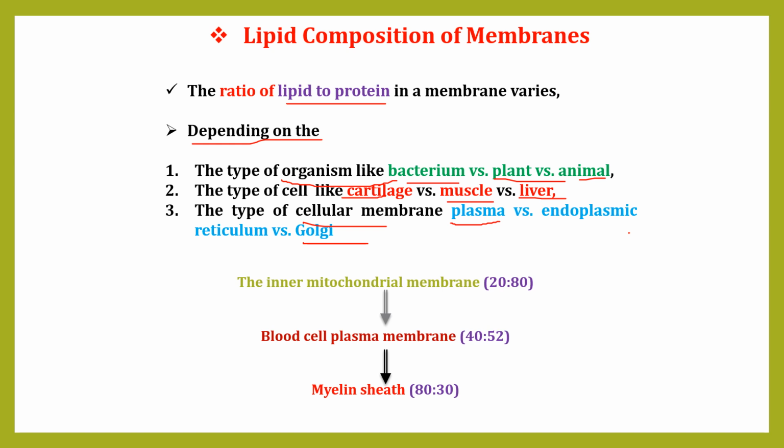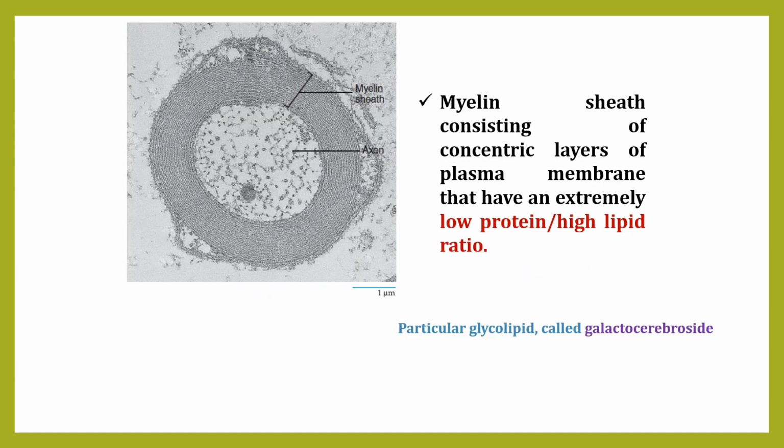For instance, the inner mitochondrial membrane has a very high protein ratio. This is the protein, and this is the lipid. So the protein ratio is high compared to the blood cell plasma membrane, which is 52, and myelin sheath, which is 30. Whereas the lipid in mitochondrial membrane is less, 20. Okay, blood plasma it is higher, 40, and myelin sheath is high, 80.